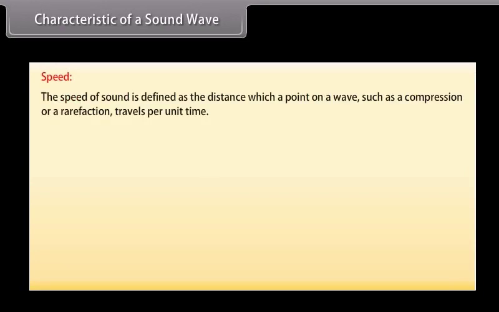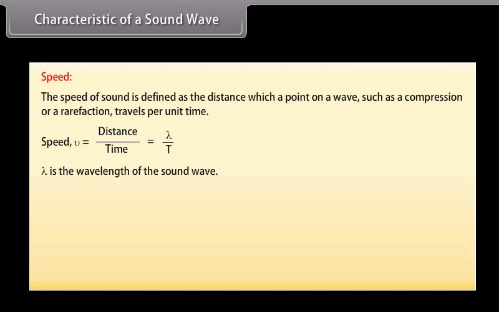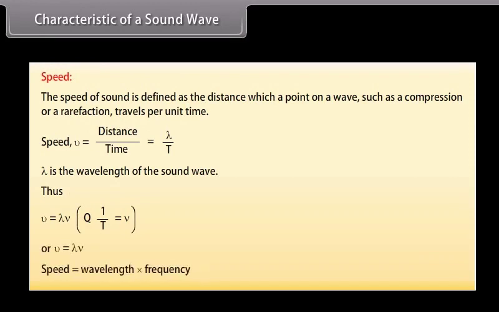Speed. The speed of sound is defined as the distance which a point on a wave, such as a compression or a rarefaction, travels per unit time. We know that speed, v, equals distance upon time, which equals lambda upon T. Here, lambda is the wavelength of the sound wave. It is the distance travelled by the sound wave in one time period of the wave. Thus, v equals lambda times nu. That is, speed is equal to wavelength times frequency.